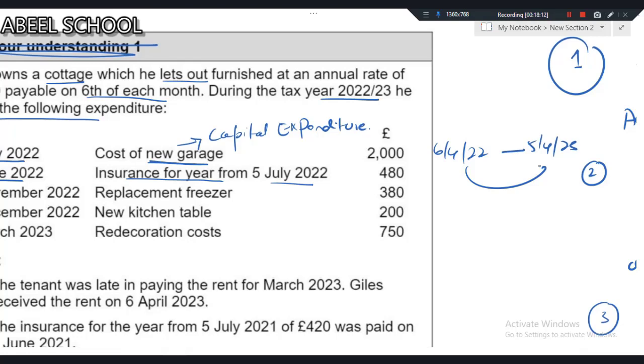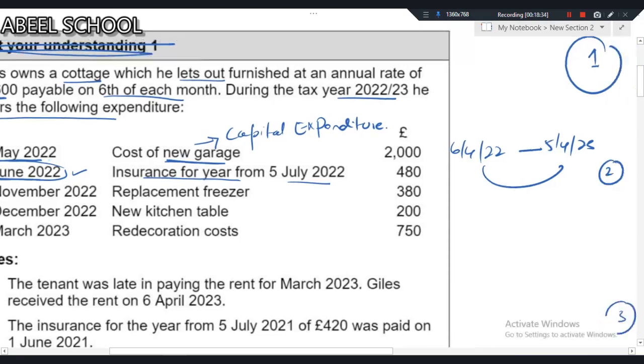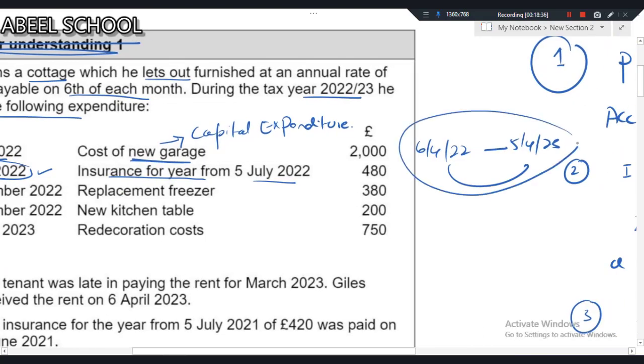So look at the insurance. The insurance is paid on 1st June 22. Insurance is for the year from 5th July 22. That is not important right now. The important point is this 1st June 2022. This is the date on which this individual has paid the insurance. Since 1st June 2022 falls in the relevant tax year for which we are solving the question, and he has paid 480, the entire 480 will be deductible. We cannot time apportion. We will not time apportion this 480.